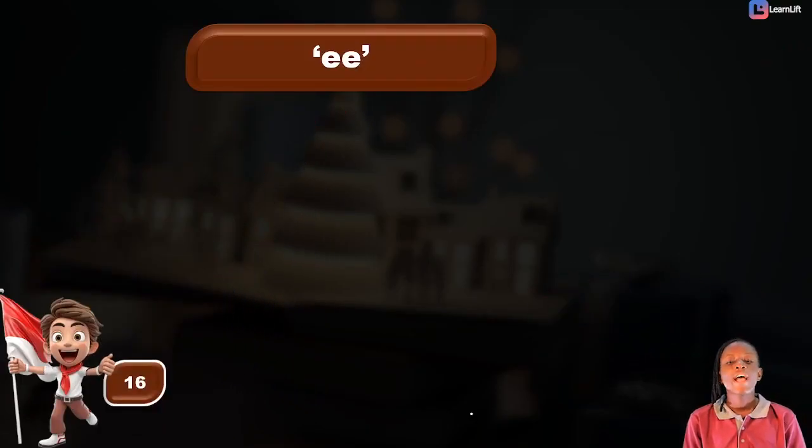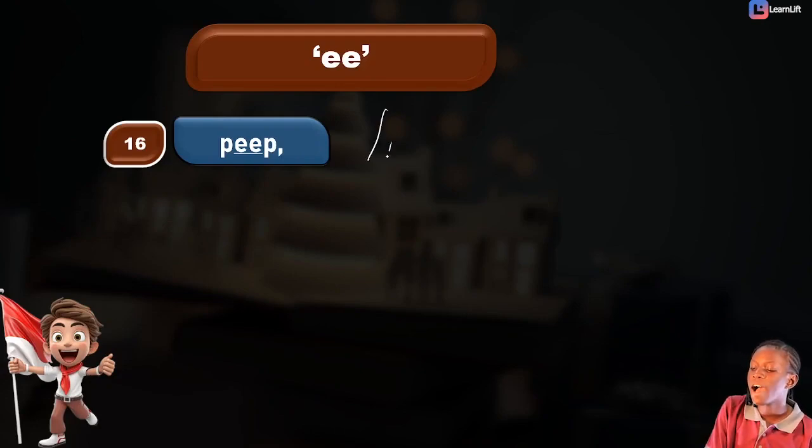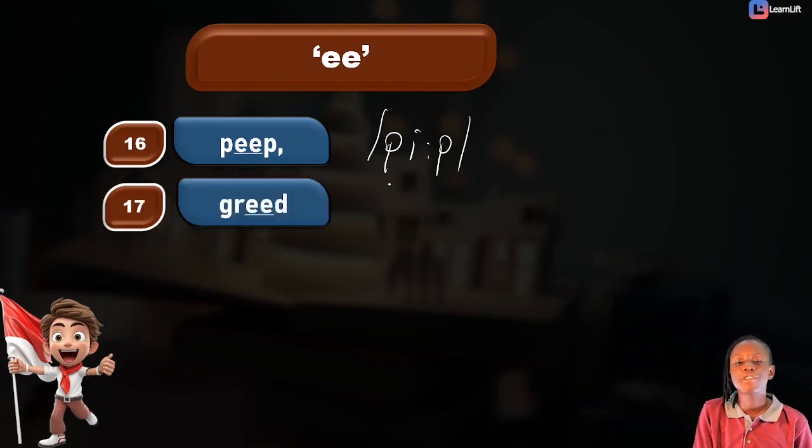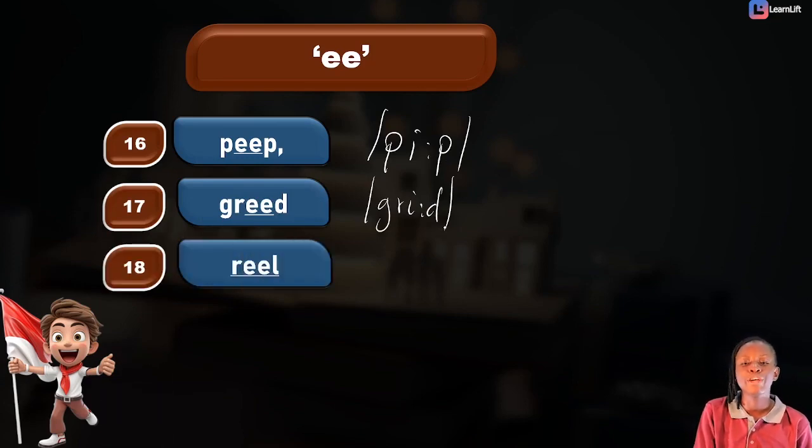Next up, we have more examples such as peep. For my peep, I have these. Next, I have greet. Greet. Okay, next I have real.